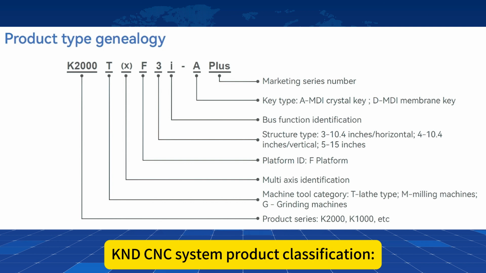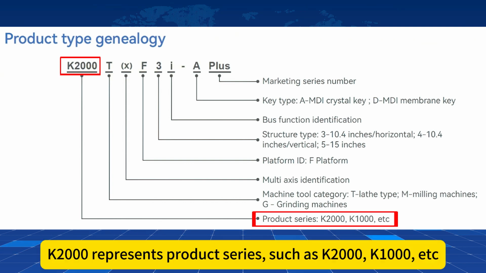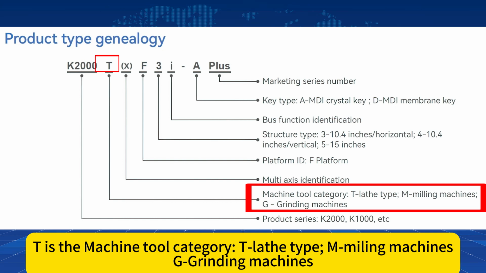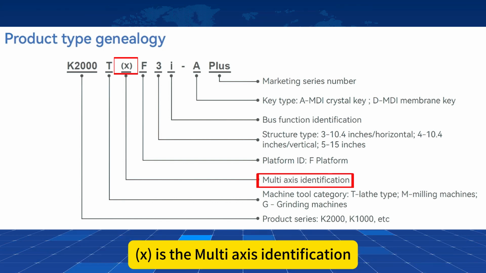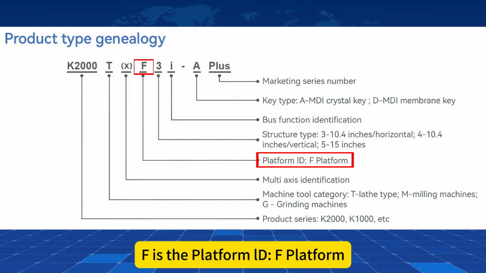KND CNC system product classification. K2000 represents product series, such as K2000, K1000, etc. T is the machine tool category, T lathe type, M milling machines, G grinding machines. X is the multi-axis identification. F is the platform, L, F platform.